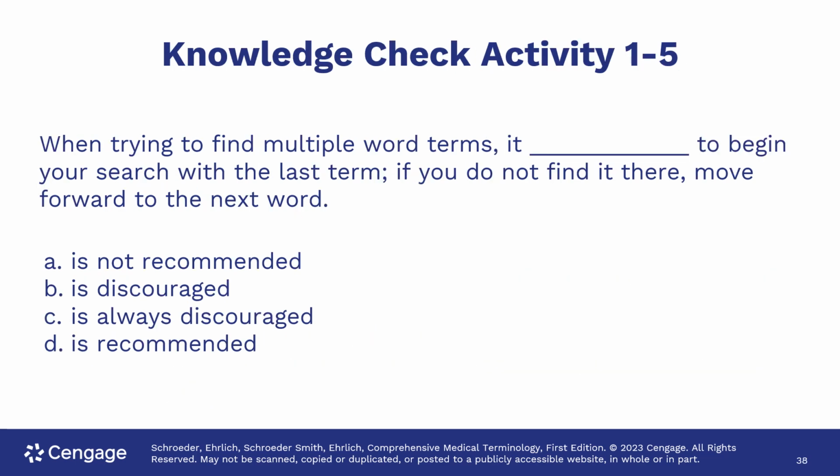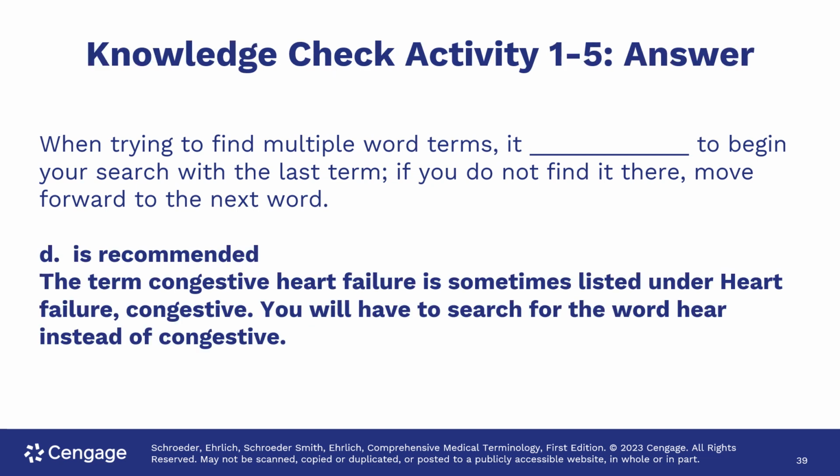So when you're trying to find multiple word terms, it is recommended to begin your search with the last term. If you do not find it there, move forward to the next word. So, for example, the term congestive heart failure is sometimes listed under heart failure, congestive. You'll have to search for the word failure instead of heart or congestive.